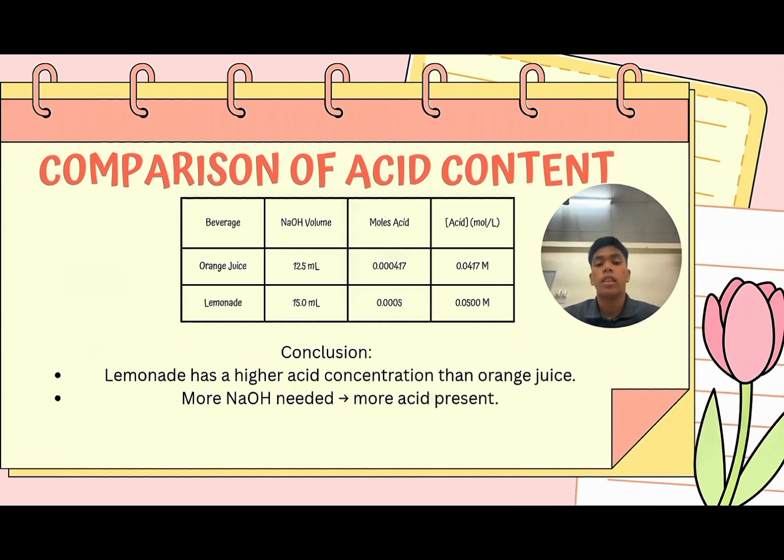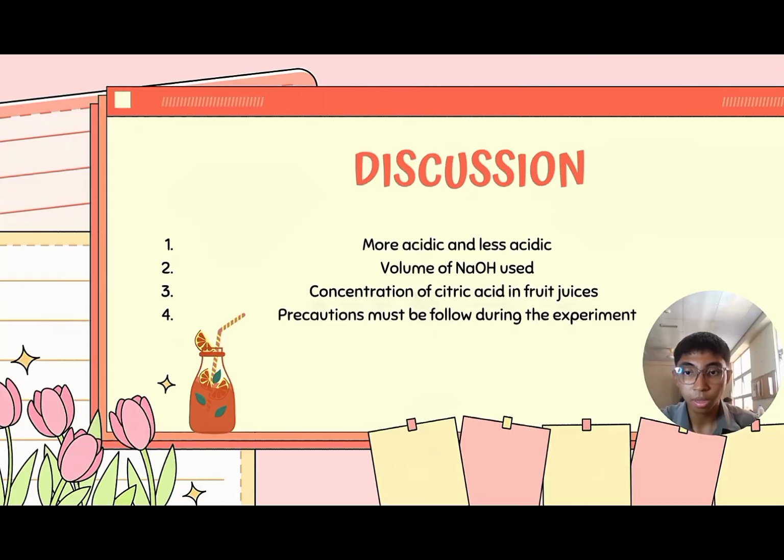So, what does this tell us? From the data, we can conclude that lemonade has a higher acid concentration than orange juice because it needs more NaOH to neutralize the same volume of beverage.